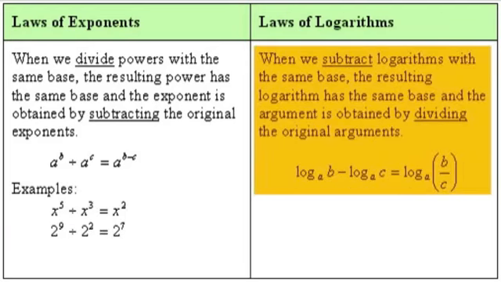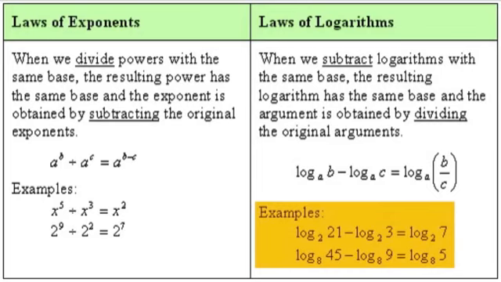It states, when we subtract logarithms with the same base, the resulting logarithm has the same base, and the argument is obtained by dividing the original arguments. So for example, we would have log base a of b subtract log base a of c. Notice that the base of those two logs are the same, they're both a's. It's going to give us log base a of b divided by c.